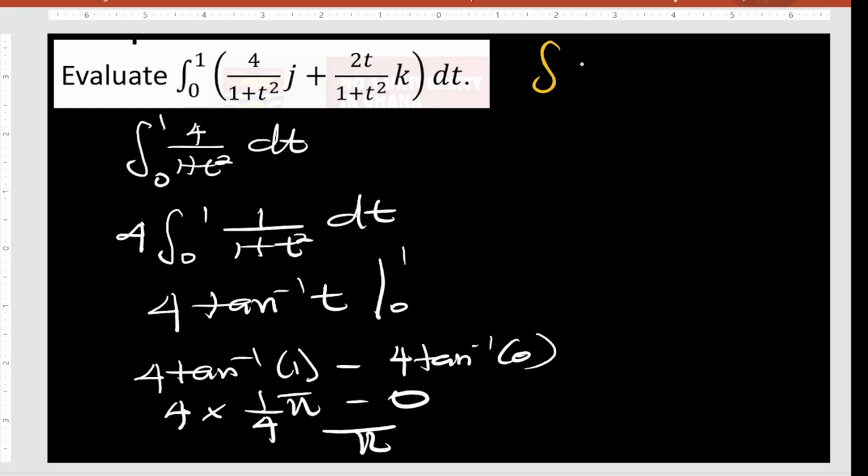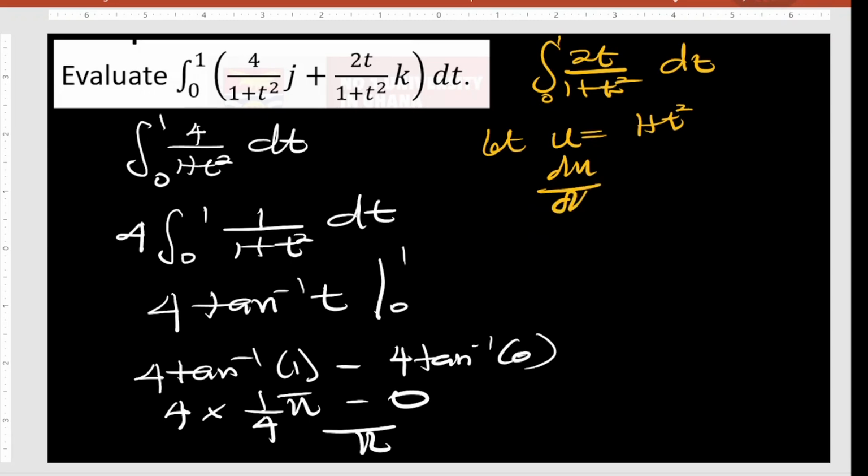We are integrating 2t over 1 plus t squared dt from a lower limit of 0 to an upper limit of 1. We'll use the u substitution. Let u be equal to 1 plus t squared. Then du/dt will be equal to 2t. Our dt will be equal to du over 2t.